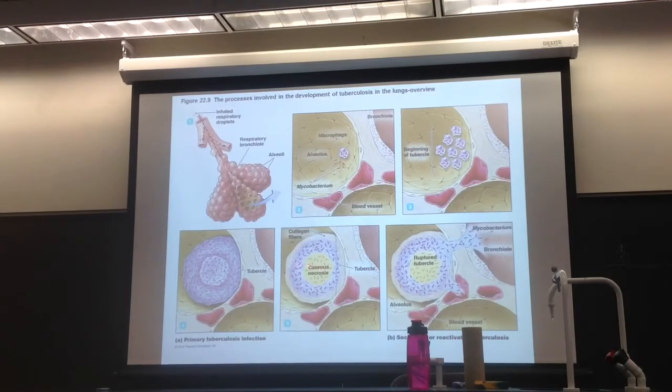Now, at some point, you basically end up with collagen fibers surrounding that tubercle, and at that point, you're really trying to keep the bacteria in that nodule. And you see that in X-ray. Make sense?